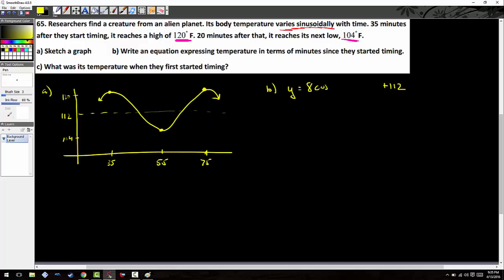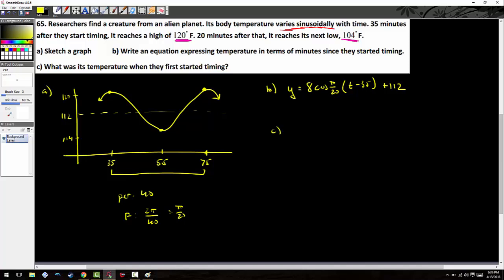It's cosine, most conveniently. From here, the period looks like it's about 40 minutes. Actually, not even about 40 minutes. It is exactly 40 minutes. So if my period is 40 minutes, then that means that my frequency, from the last problem, is 2 pi over 40. In other words, pi over 20. So that's going to go in here. And now it's just t minus 35, because I'm phase shifted to the right by 35 minutes. So that's part B.